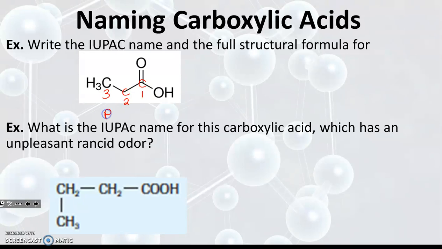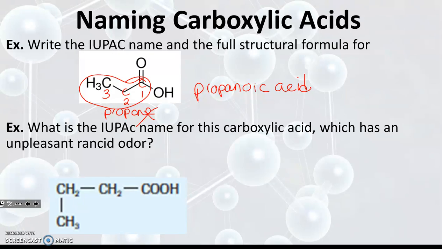Right now, if I was just looking at it as if it was an alkane, it would be a propane. If you notice on this molecule, there are no side chains, so I could just name this propane. I drop the E, and so this becomes propanoic acid. Just a very basic name.